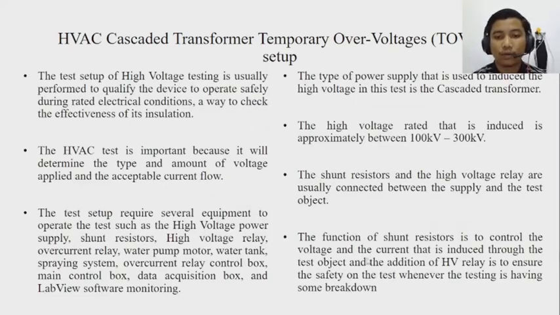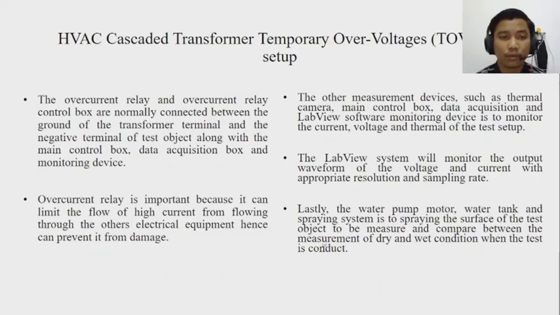The function of the shunt resistor is to control the voltage and the current induced through the test object, and the HV relay is to ensure the safety of the test if the testing has some breakdown. This is the monitoring system, which is the main control box, data acquisition box, and monitoring device. This is the overcurrent relay, because it can limit high current from flowing through the other electrical equipment.